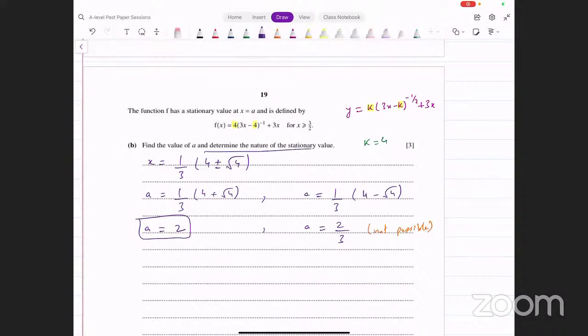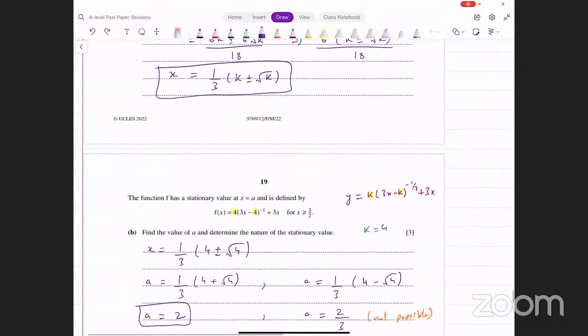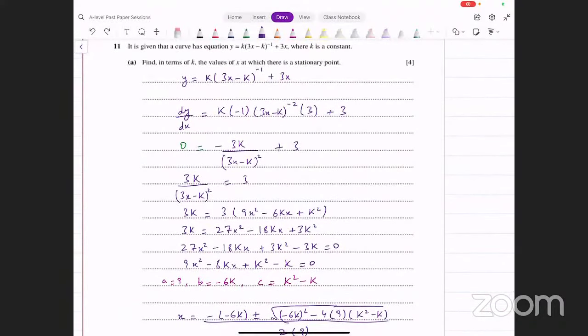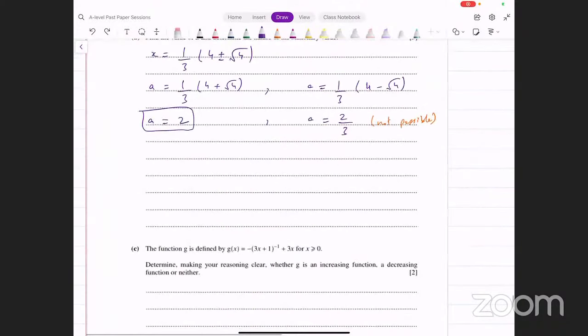And then it says determine the nature of the stationary value. Nature कैसे find करेंगे? You find the second derivative and put that and find कि वो second derivative positive आता है या negative आता है. Let's find the second derivative now. First derivative already था हमारे पास. Let's use that. First derivative क्या आ रहा था? First derivative was, yeah, right here. Let me use that. F dash of x. I'm taking this from the previous part.